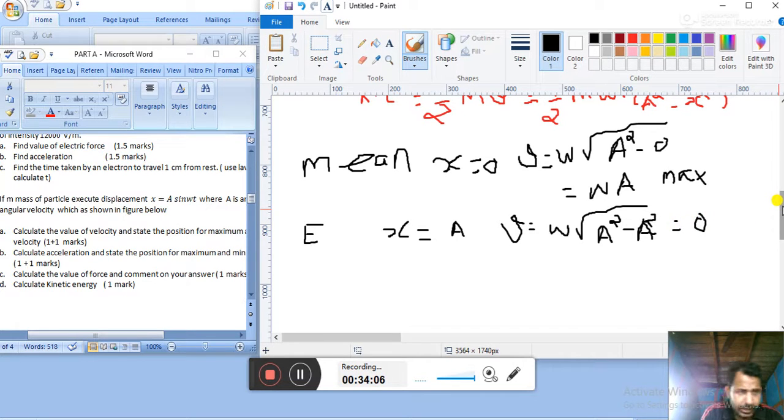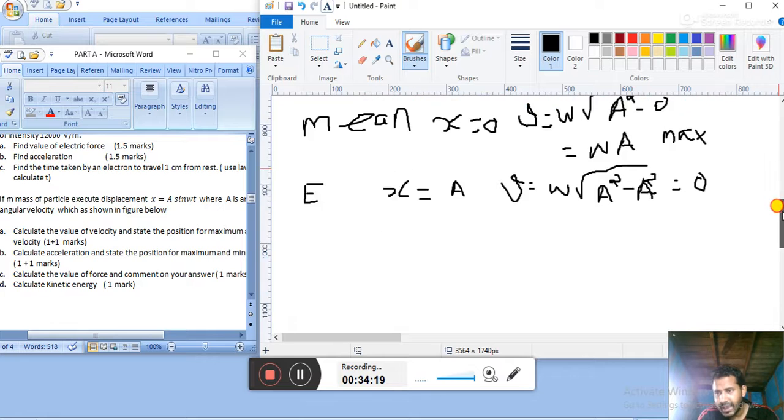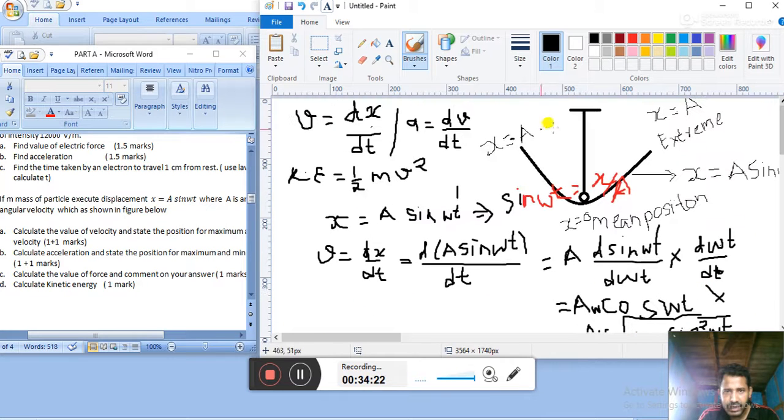We have completed the velocity part. In the question you get 2 marks if you do up to here, and 1 mark for the kinetic energy, so we already have 3 marks. Another part is to state the acceleration. How can we calculate the acceleration?